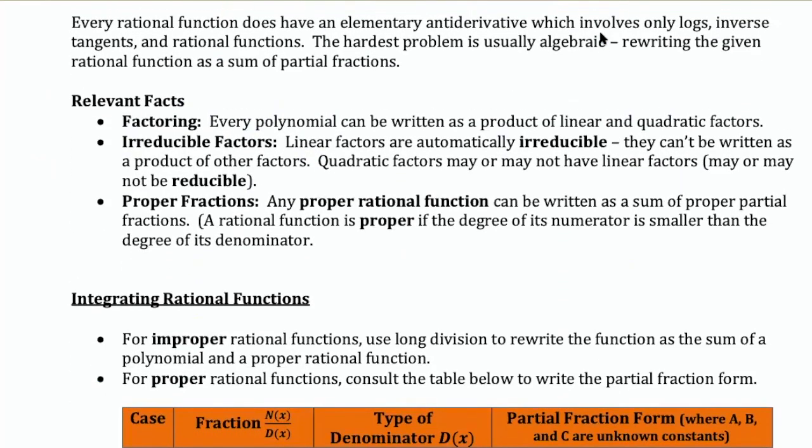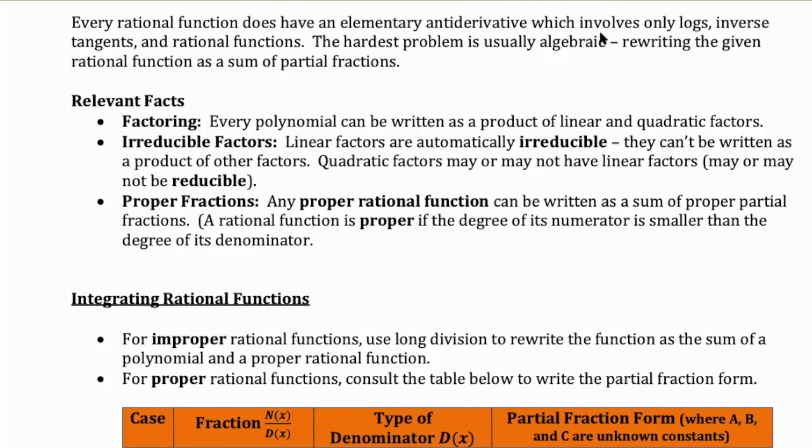It turns out that every rational function does have an elementary antiderivative, which involves only logs or inverse tangents and rational functions. So the hardest problem is that algebra of rewriting your rational function as a sum of partial fractions. So there are 3 things that are true that make this method work. And again, I'm not going to go through and prove the method. You can see your textbook for more details.